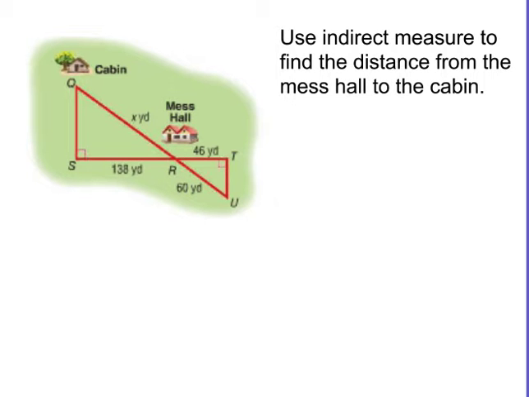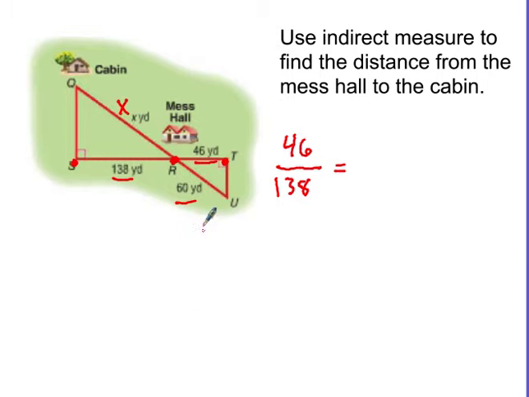Use indirect measurement to find the distance from the mess hall to the cabin. So the cabin is here. You may not be able to see these at the back very easily. Cabin is here, this is the mess hall, so we're looking for this distance, and we know these distances. So we can set up some proportions. This side here, TR, is 46 yards, and it corresponds on this triangle to SR, which is 138 yards.